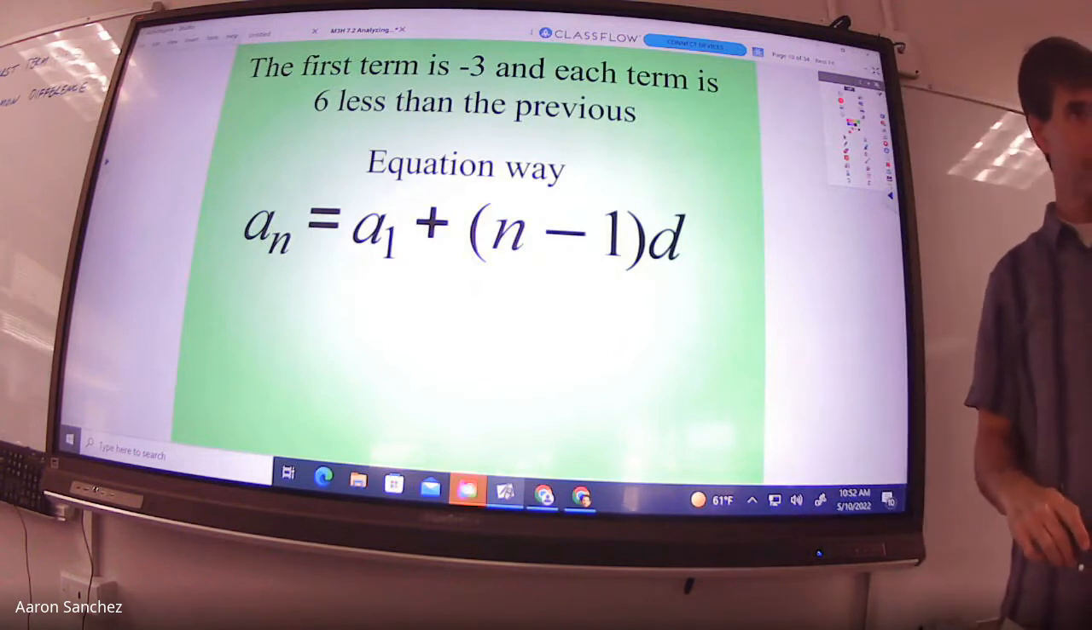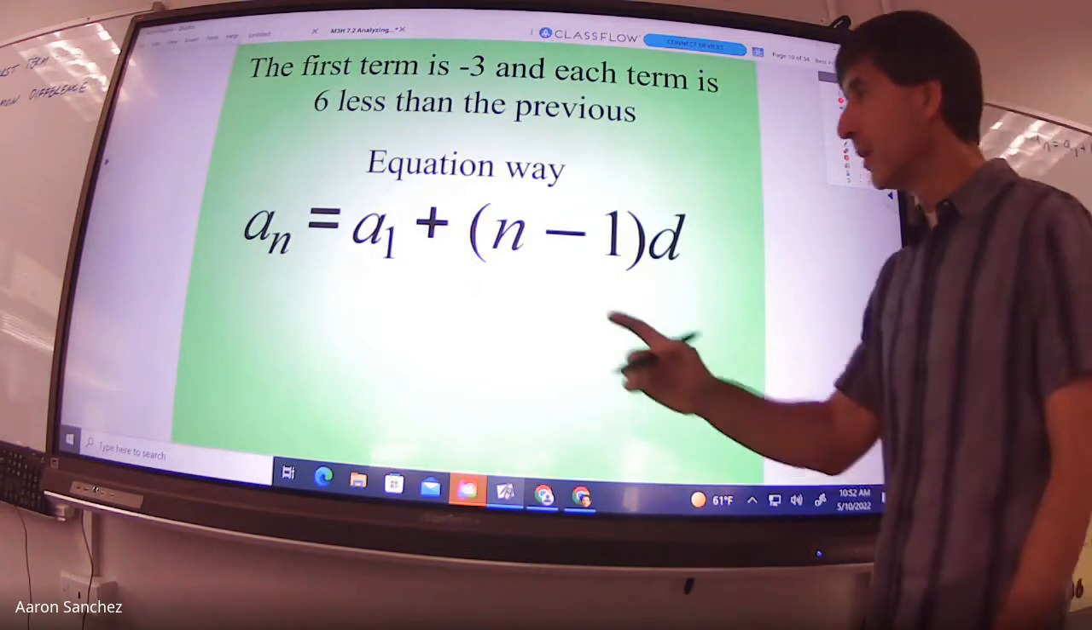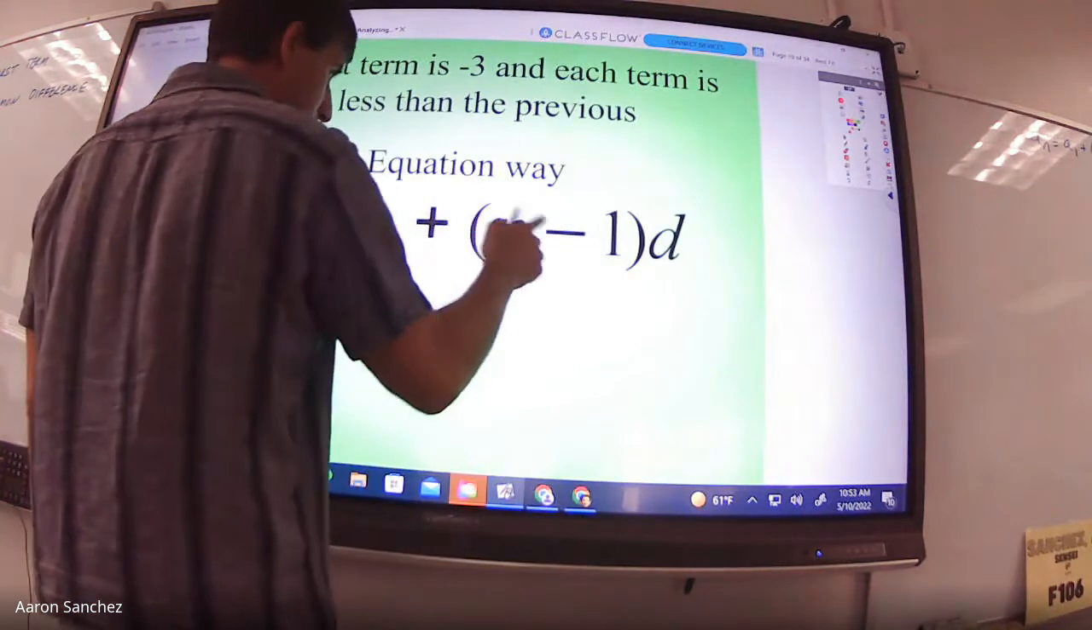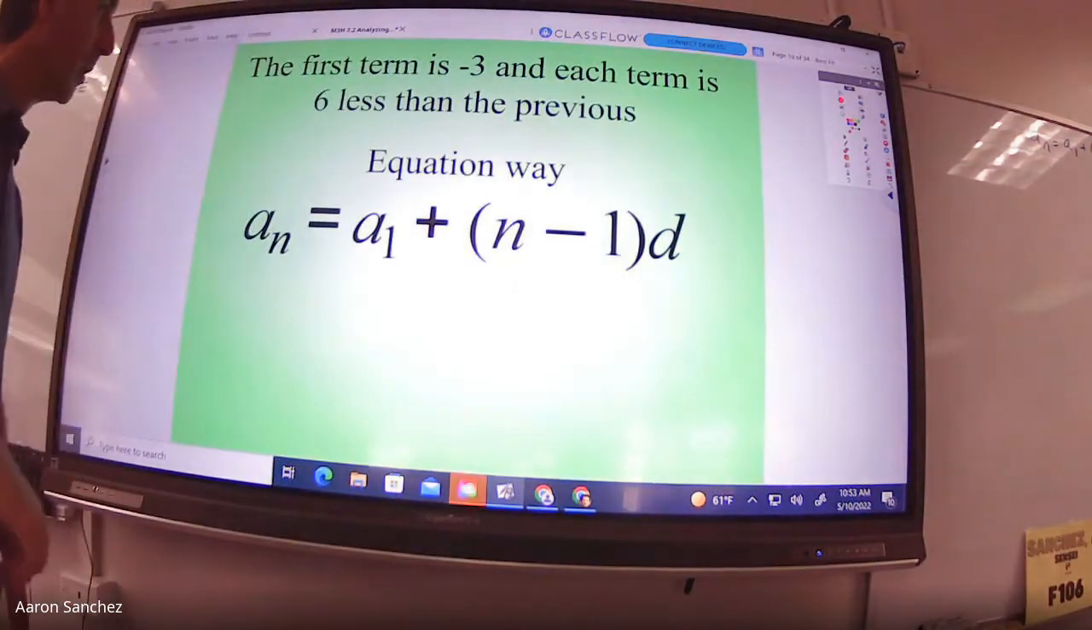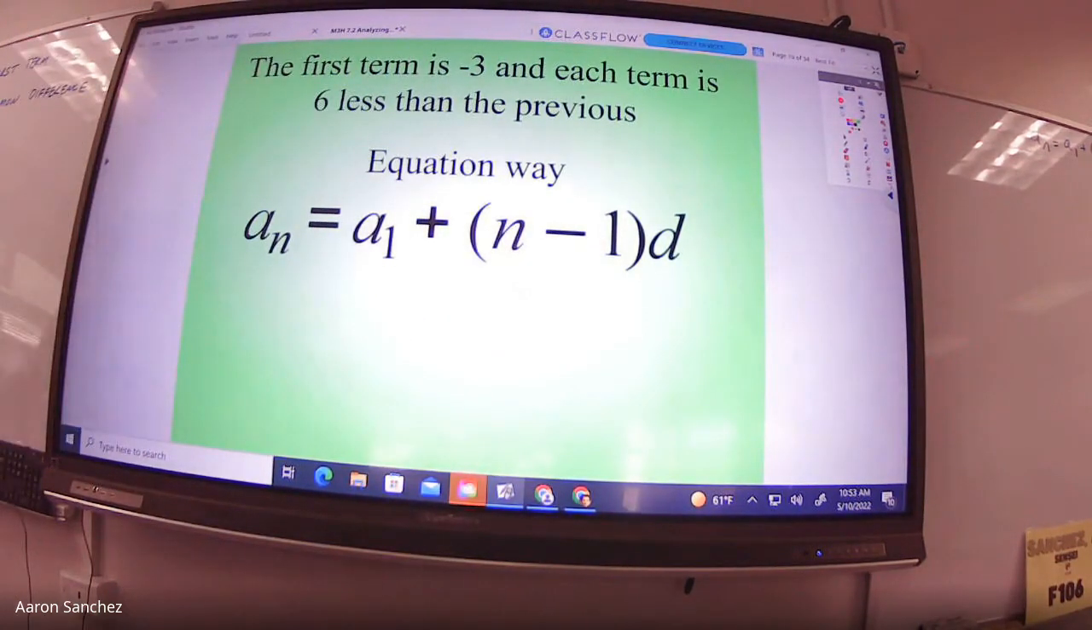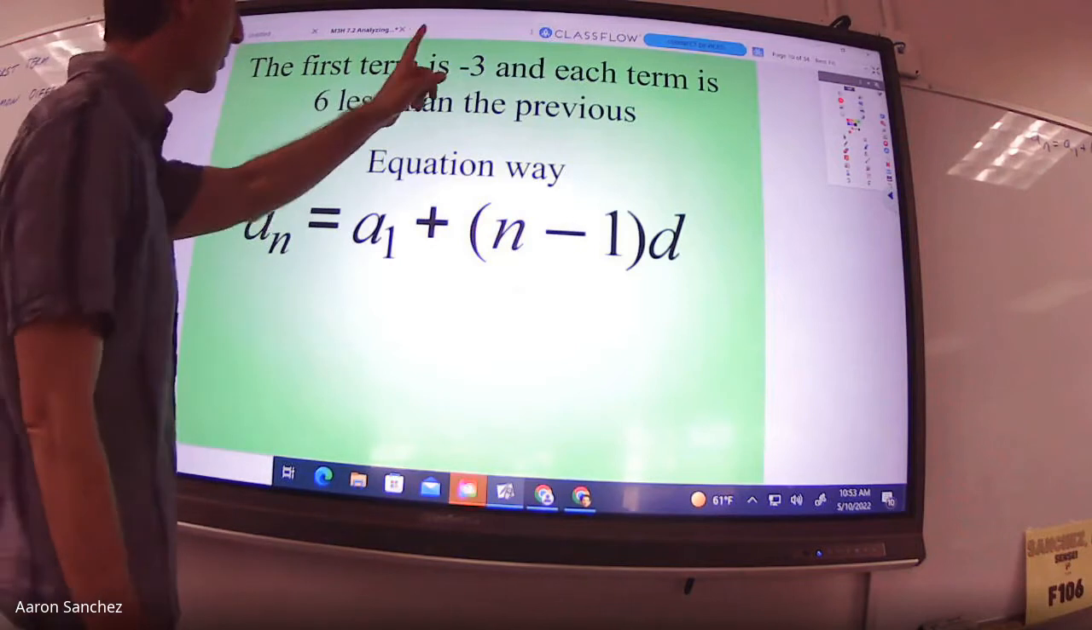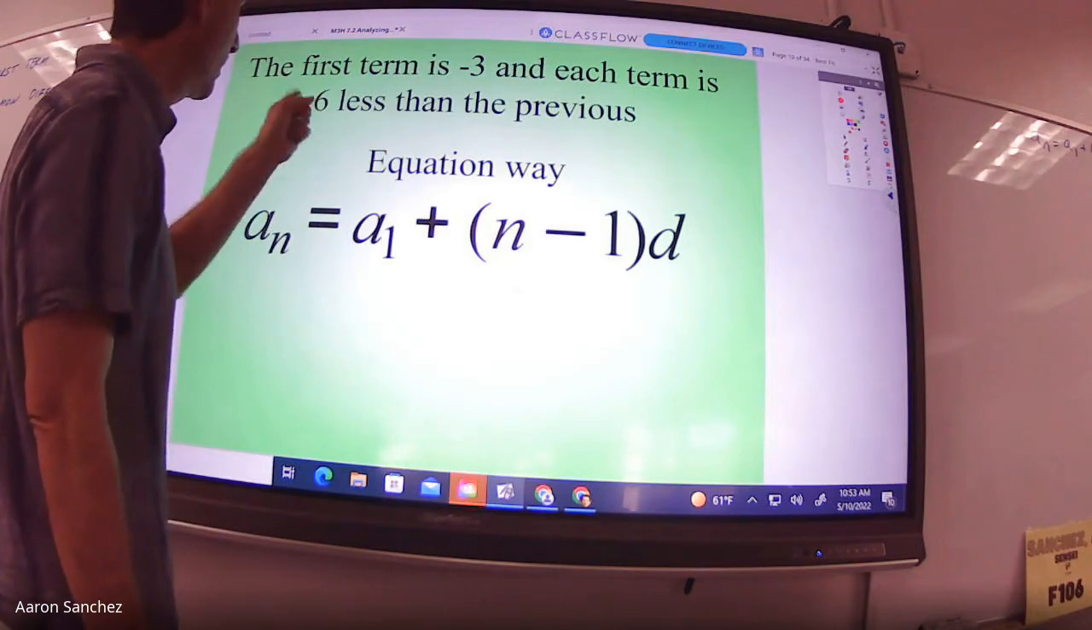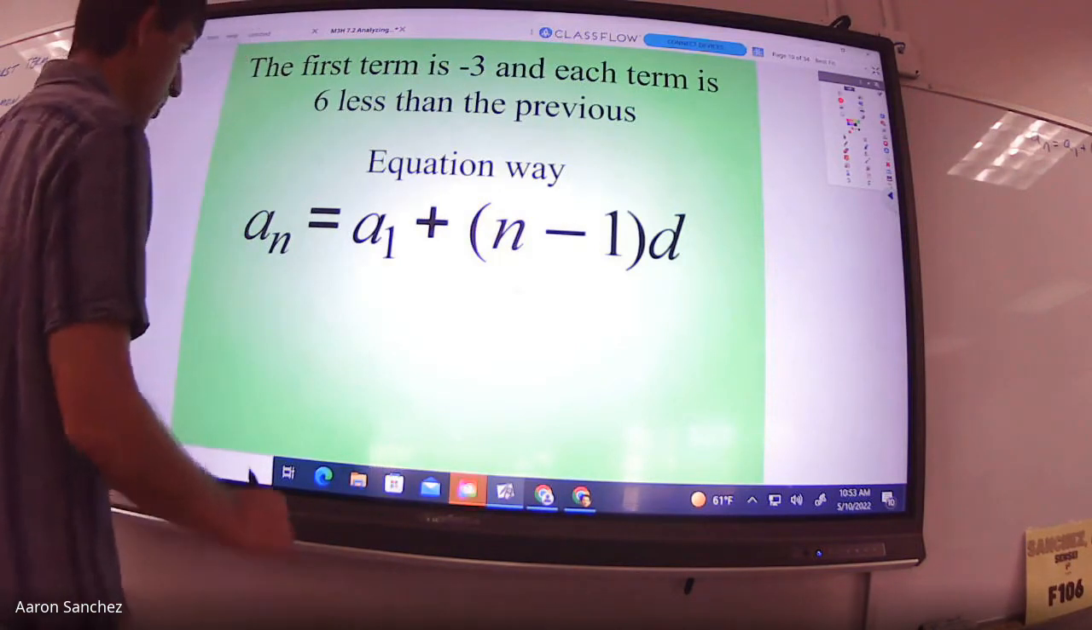Okay, so here we go. Here's what we do. Again, write down a sub n equals a sub 1 plus n minus 1 times d. What are the 2 things we need to use the equation way? First term, common difference. Do I have the first term? Yes. Negative 3. Do I have the common difference? Yeah. 6. So here's what you do.